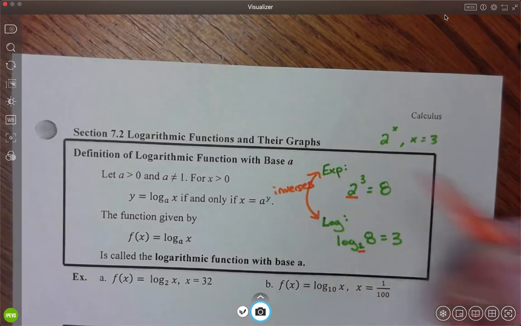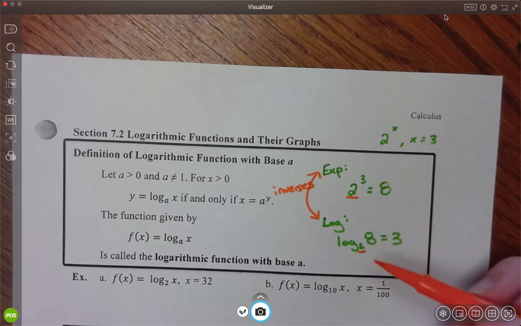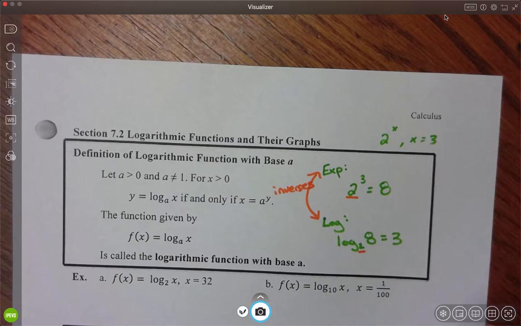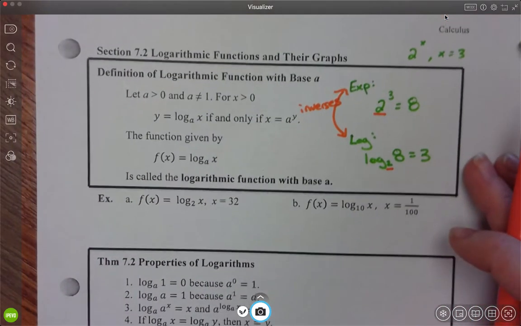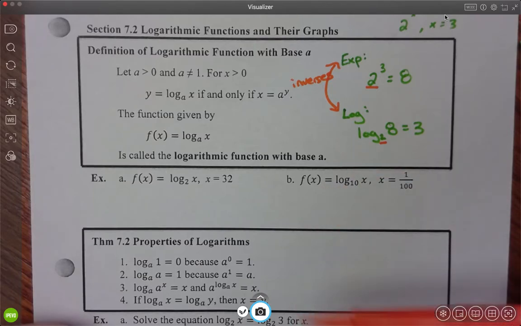So if you have an exponential function and you're trying to solve it, you would use a log. If you have a log function and you're trying to solve it, a lot of times you would use an exponential function. So we'll be dealing with solving some of those in the next couple sections. But this is just learning the properties of how logs operate.